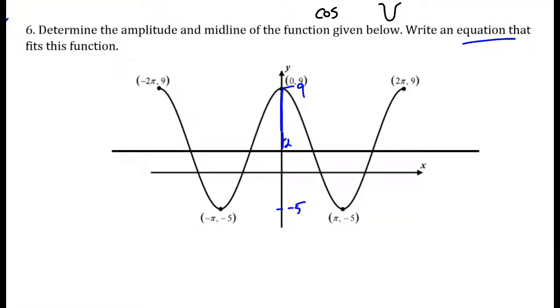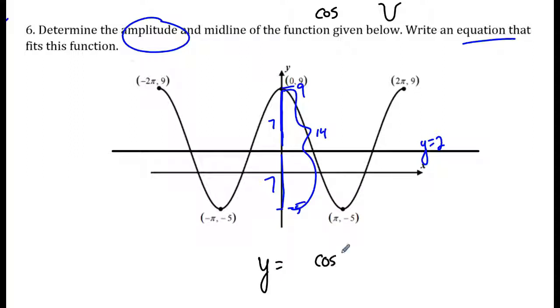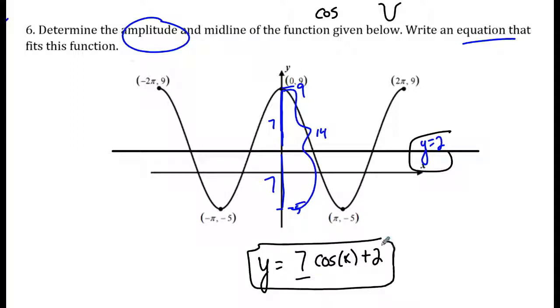My amplitude, this entire distance is 14. The amplitude is midline up, so I need to be 7 away and 7 away. So what's my midline here? My midline appears to be 7 away, y equals 2. Y equals 2 appears to be my midline, and I have an amplitude of 7. So when I write my equation of this, I say y equals, because it has to be an equation, I know it's a cosine curve. I know it's a positive cosine curve, and I have an amplitude of 7, and I have to shift it up 2 for my midline of 2. So this is y equals 7 cosine of x plus 2.